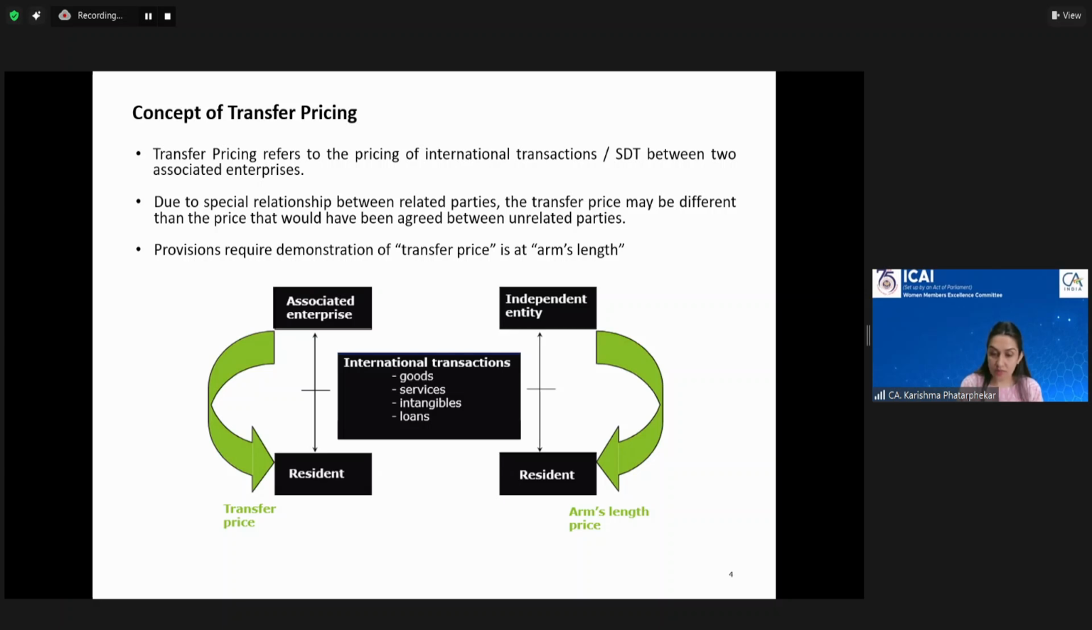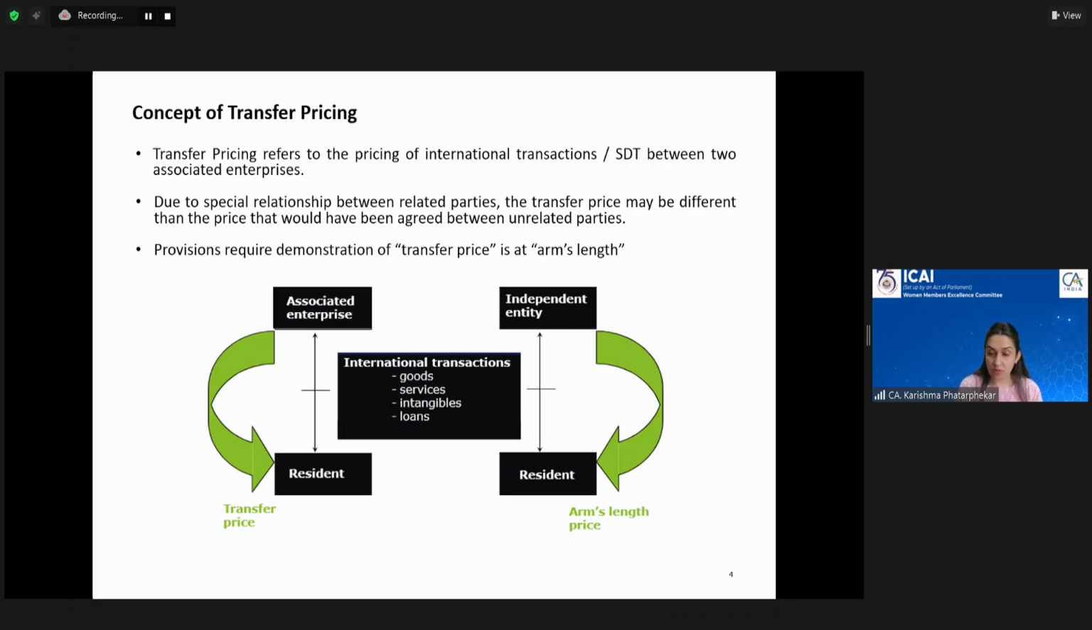So as you can see from the slide, transfer pricing is covered for all kinds of transactions. It is for goods, it is for services, it is for intangible and asset related transactions, and it is also for borrowings and loans. So it covers any dealing that you have between two associated enterprises or two group entities. The way our law defines group entities is as associated enterprises, which are covered under transfer pricing.